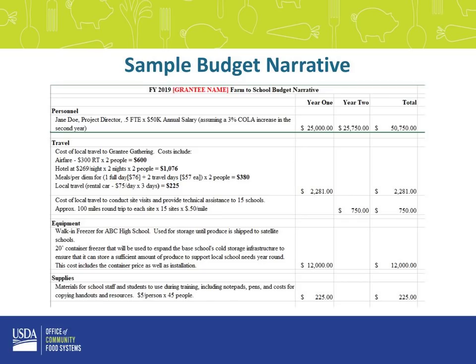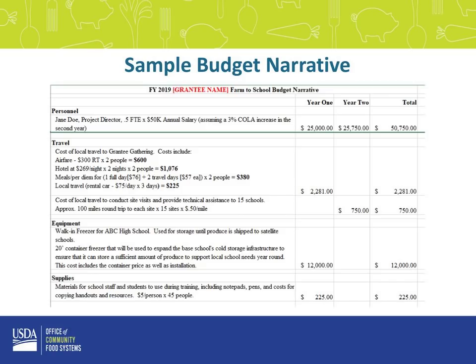So if you can see, let's look at travel. I've got one line item there, cost of travel to the grantee gathering, and then I broke out those costs. We've got airfare, $300 round trip for 2 people is $600. And you can see that the $600 is bolded. So everything that I've got in that category, the subtotals are bolded, and that they add up to, I can't even see on my tiny little screen, $2281. You just want to be sure to itemize as much as you can so we know what you're talking about.